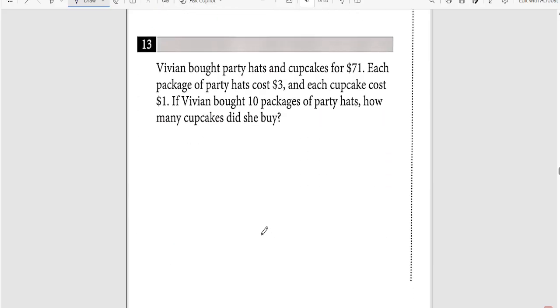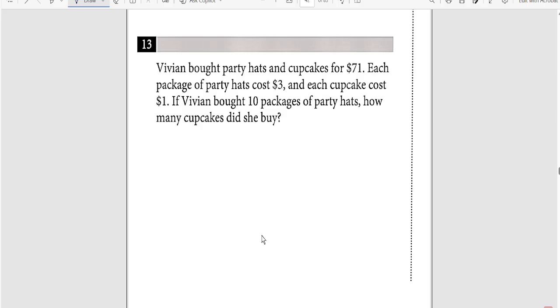Let's see our next question. It says Vivan bought party hats and cupcakes. Each package of party hats costs this and each cupcake costs this. If Vivan bought 10 packages of party hats, how many cupcakes did she buy?